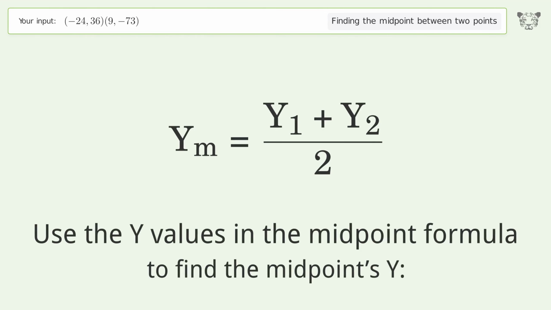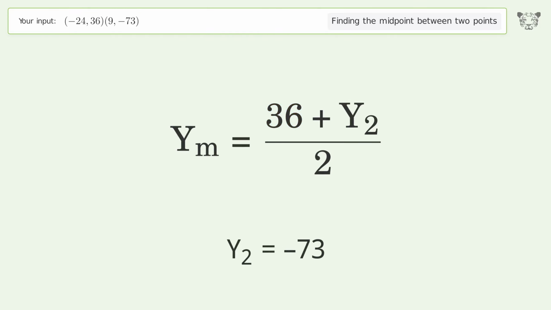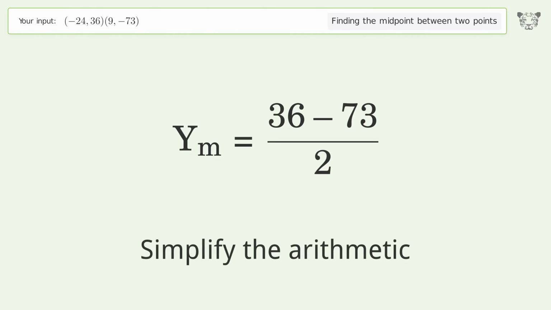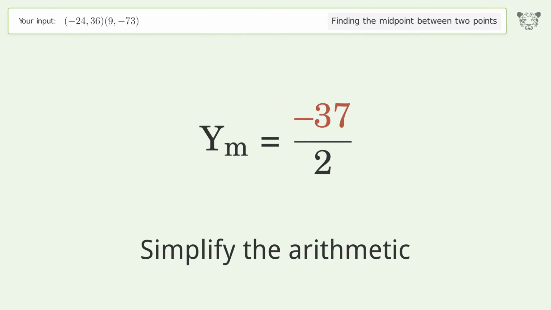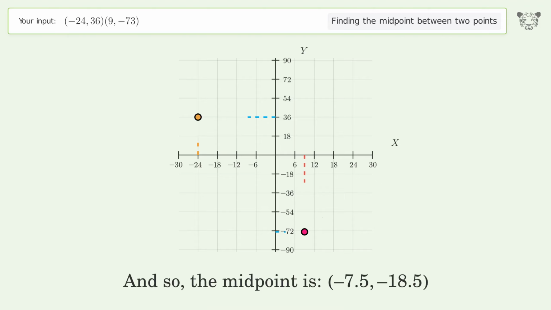Use the y values in the midpoint formula to find the midpoint's y. y1 equals 36. y2 equals -73. Simplify the arithmetic. And so, the midpoint is -7.5, -18.5.